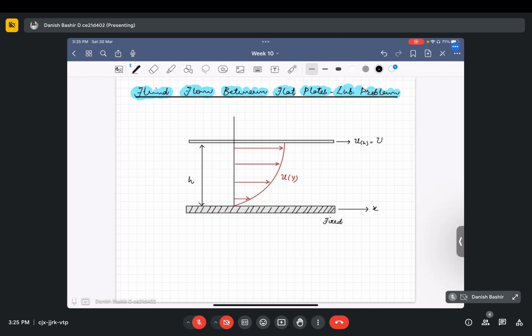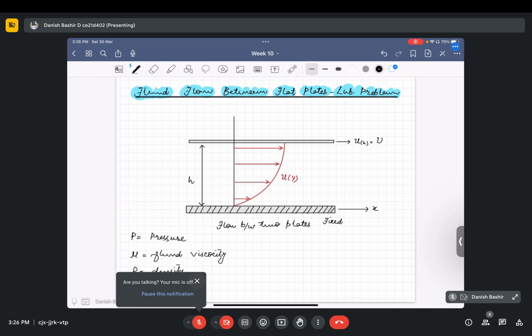This is flow between two plates. One more thing I forgot to note is let us denote P to be the pressure of flow, mu to be the fluid viscosity, rho the fluid density, and U to be the horizontal flow velocity, or fluid velocity.